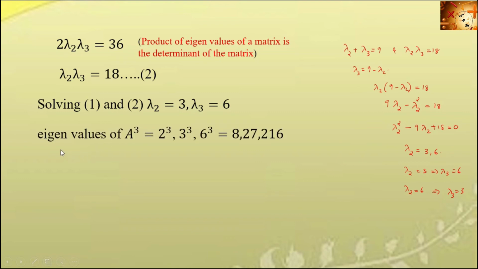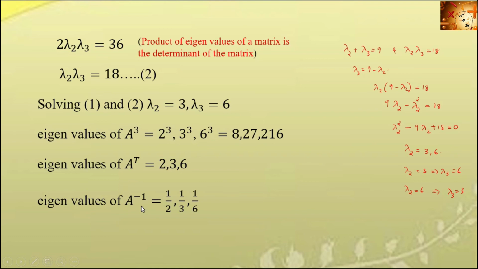Next we are moving to find the eigenvalues of A cube. If lambda is an eigenvalue of A, then lambda cube is the eigenvalue of A cube. So here 2, 3, 6 are the eigenvalues. Then eigenvalues of A cube will be 2 cube, 3 cube, 6 cube, that is 8, 27, 216. Similarly, eigenvalues of A transpose are 2, 3, 6 because eigenvalues of A and A transpose are the same. Next, eigenvalues of A inverse. If lambda is an eigenvalue of A, then 1 by lambda is the eigenvalue of A inverse. So here 1 by 2, 1 by 3, 1 by 6 are the eigenvalues of A inverse.